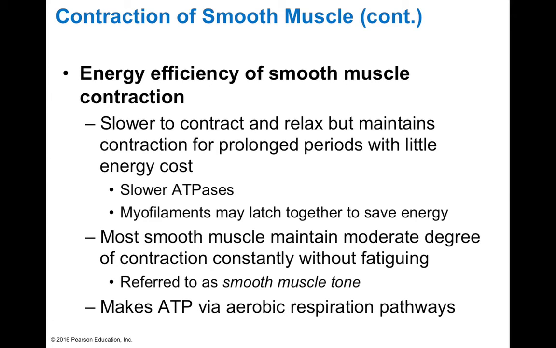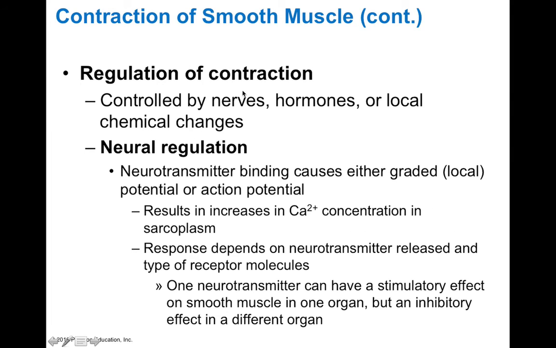Like you can rely on aerobic pathways to maintain smooth muscle contractions. Now, in terms of regulation of contraction, it's controlled by nerves, hormones, and chemical changes. Neuronally, we have neurotransmitters that bind to receptors on the smooth muscle cells that can cause graded potentials, which may or may not cause an action potential. These action potentials cause the release of calcium from the sarcoplasmic reticulum, which can lead to a muscle contraction.